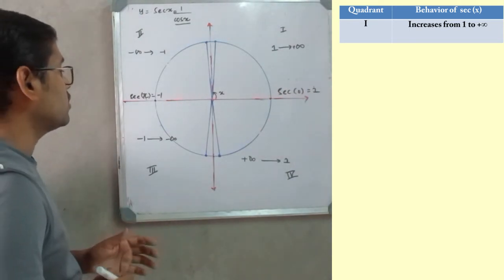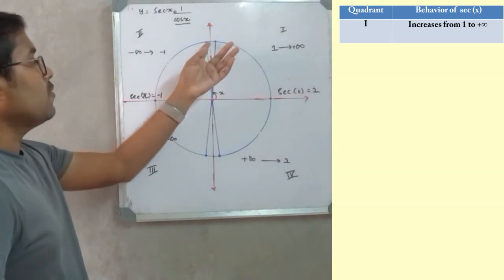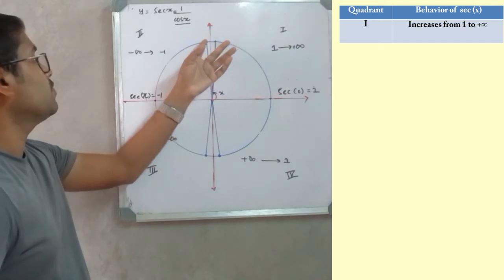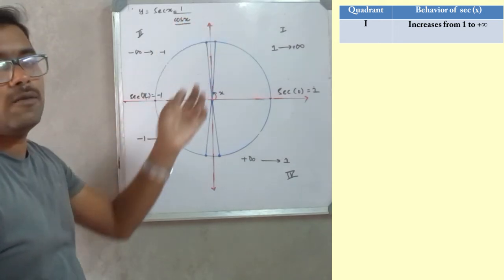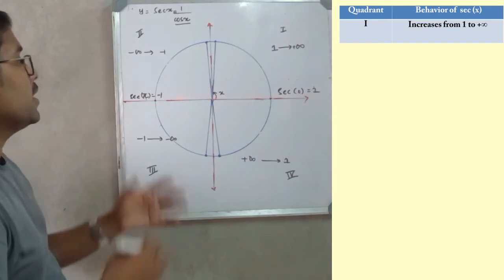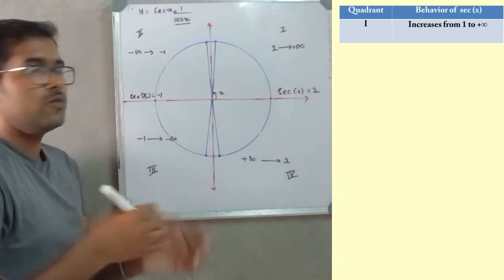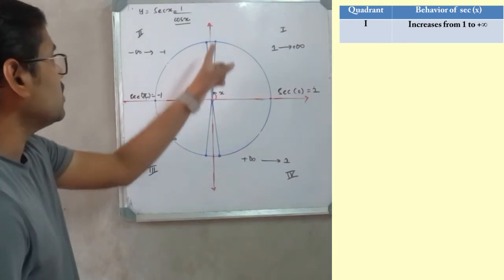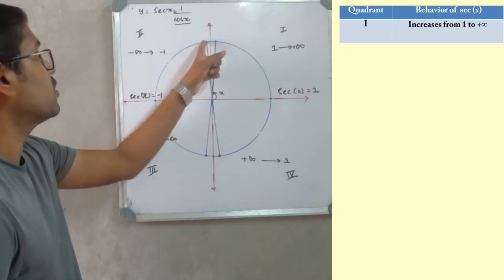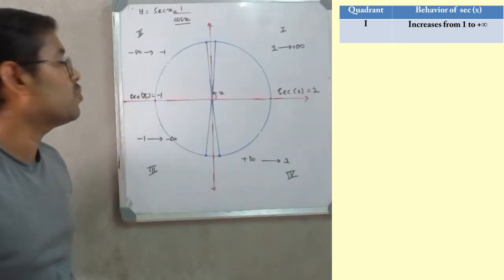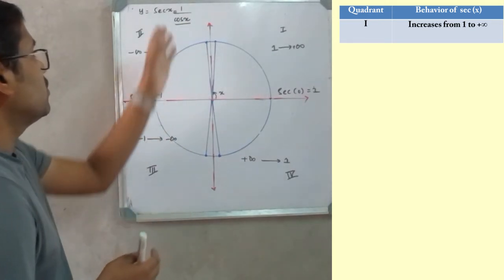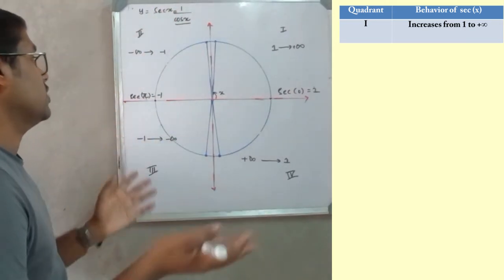Similarly, in the second quadrant, if the value of x is very near to pi by 2, then the value of cos x will be a very small negative number. Why negative? In the second quadrant, we know that the value of cos x will always be a negative number. So here near pi by 2 in the second quadrant, the value of cos x will be a very small negative number. So the value of sec x will be a very large negative number.